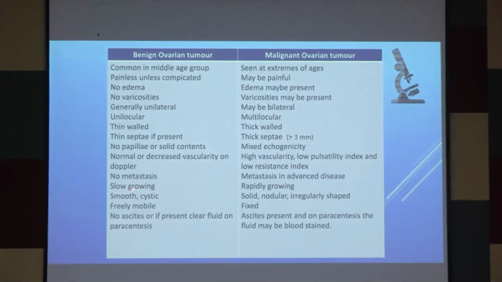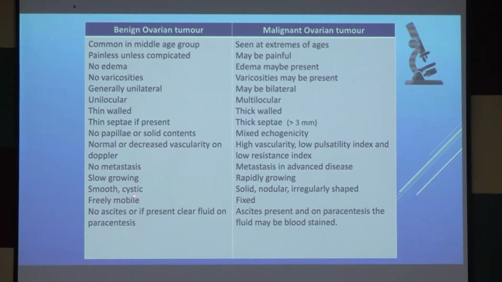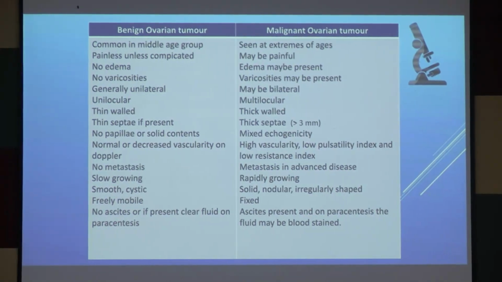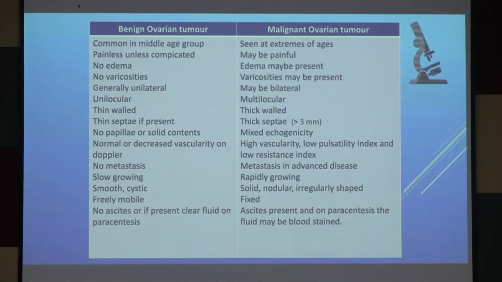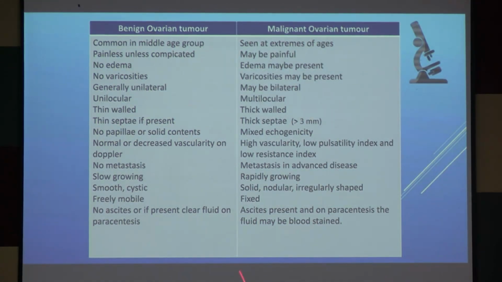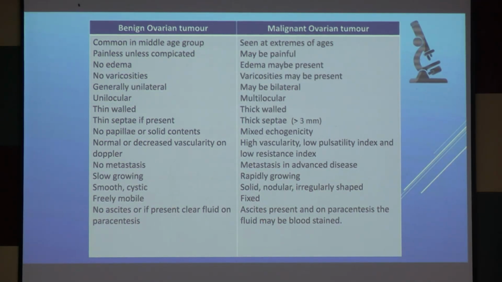Wait. The other part is your benign cyst will be slow growing, smooth and cystic, and freely mobile without any ascites in the abdomen. Whereas malignant will be irregular, large, rapidly growing, as well as contain some ascites. And it will be fixed with some nodularity inside it. This table is very important when you have to write a differentiation between benign and malignant ovarian tumors.